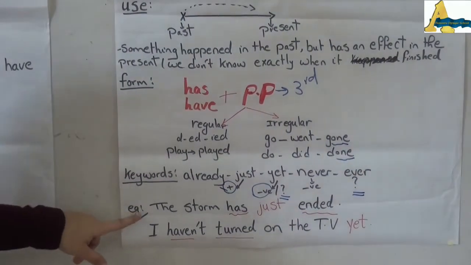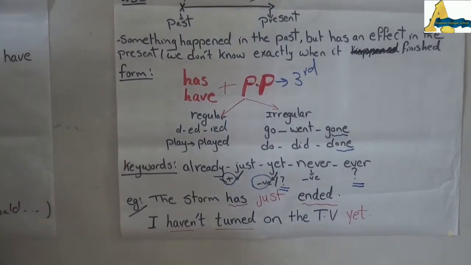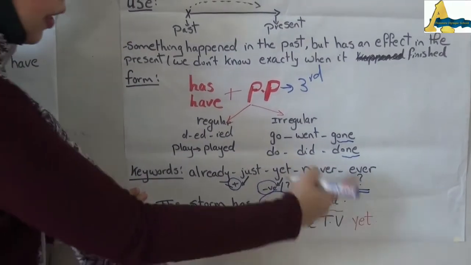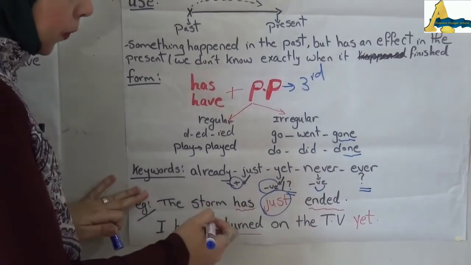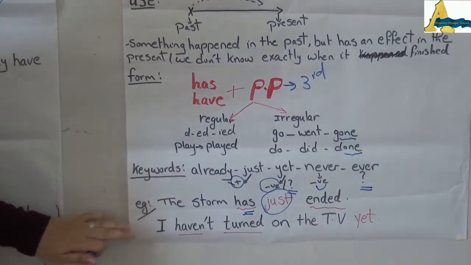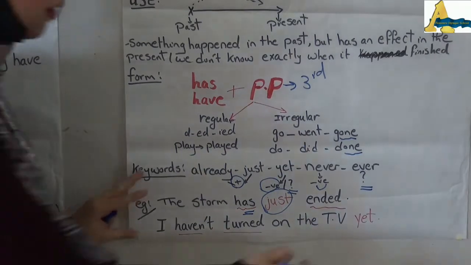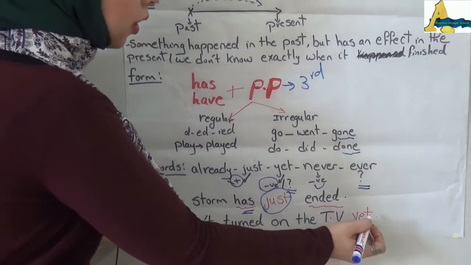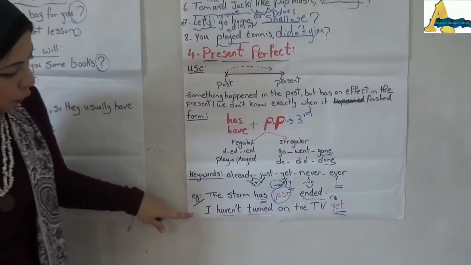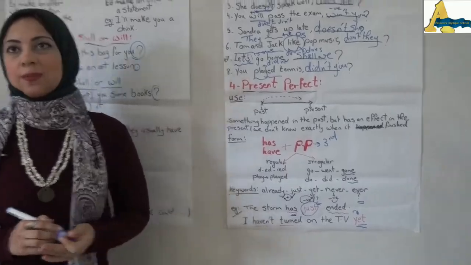For example, here: the storm has just ended. The place for the key word is going to be in the middle, between the auxiliary verb has or have and the main verb. So here we have the key word in the middle of the 2 verbs. Number 2, I haven't turned on the TV yet. We said yet is going to be different. It's going to be at the end of the sentence. So we use these key words to talk about the present perfect tense.